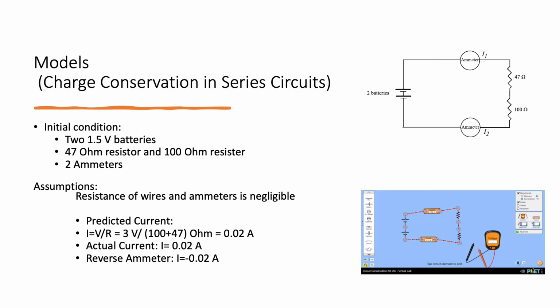For the first model of the experiment, I constructed the circuit with two 1.5 volt batteries, a 47 ohm resistor and a 100 ohm resistor, and two ammeters. I made the assumption that the resistance of wires and ammeters is negligible, and I predicted the current to be 0.02 A, which matches the actual reading, but if you reverse the ammeter, it would be negative 0.02 A.